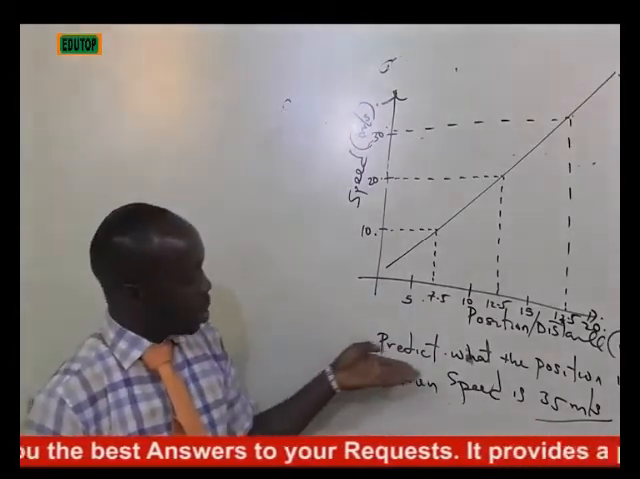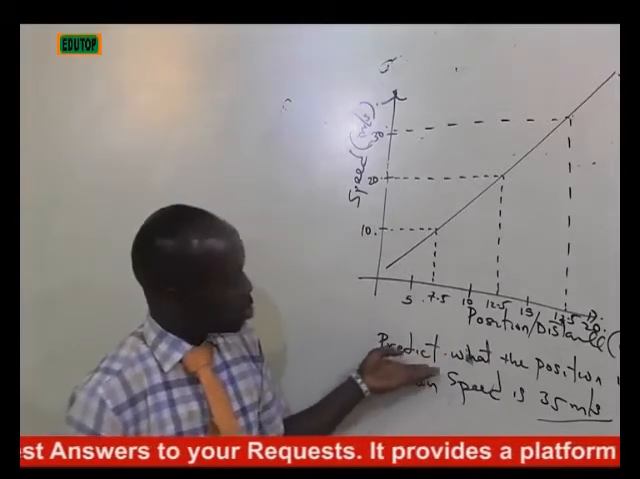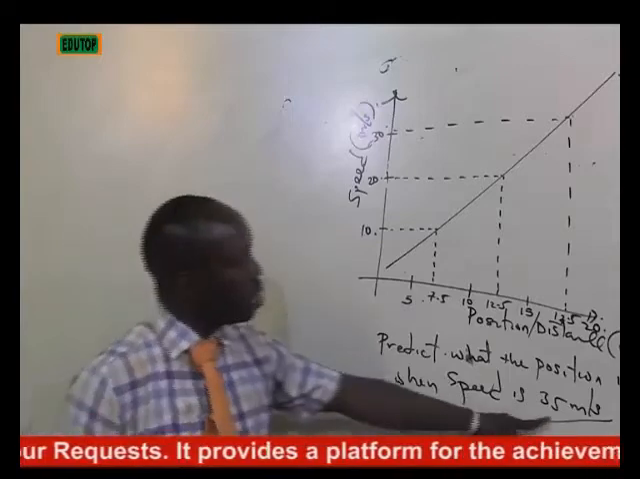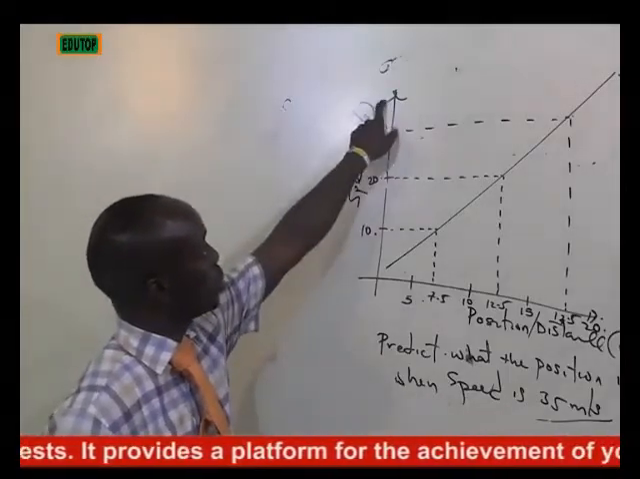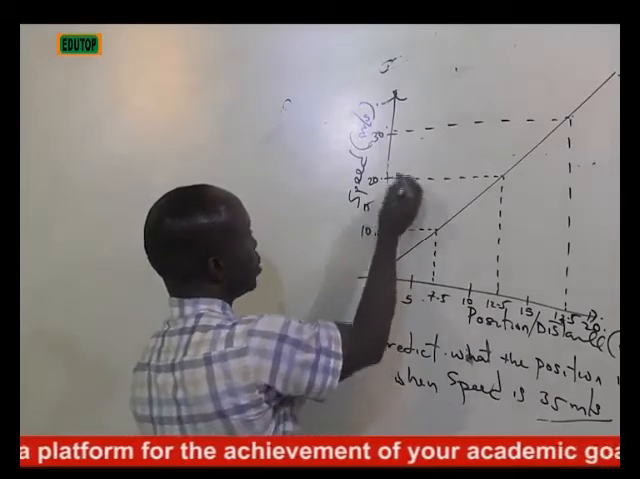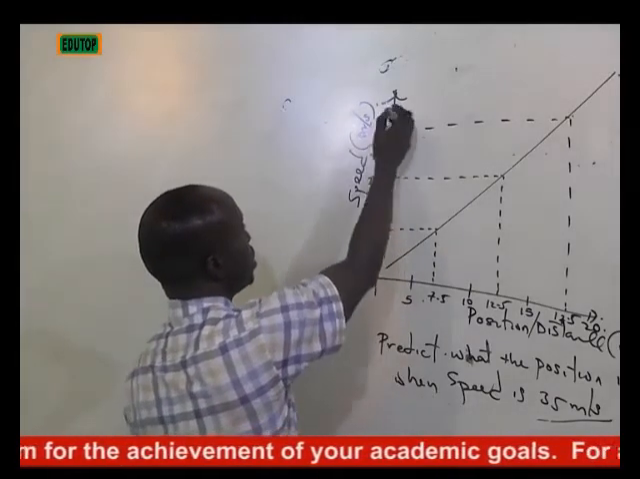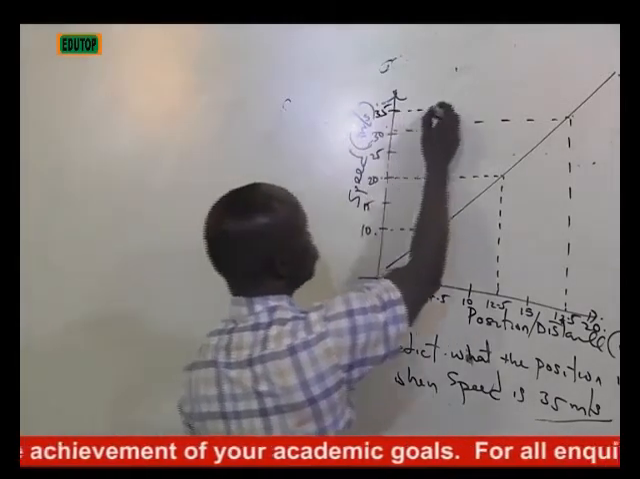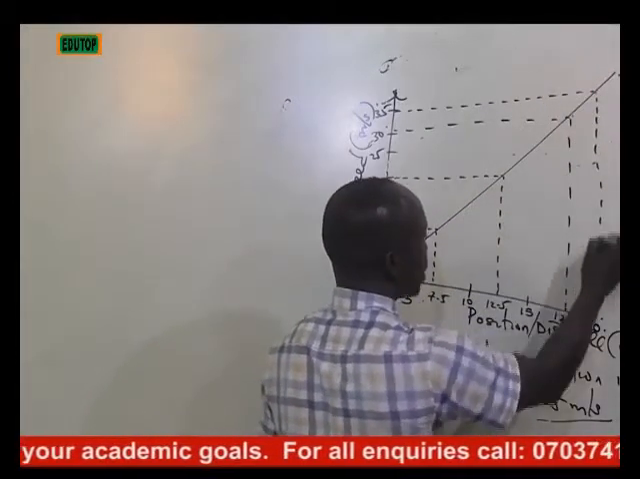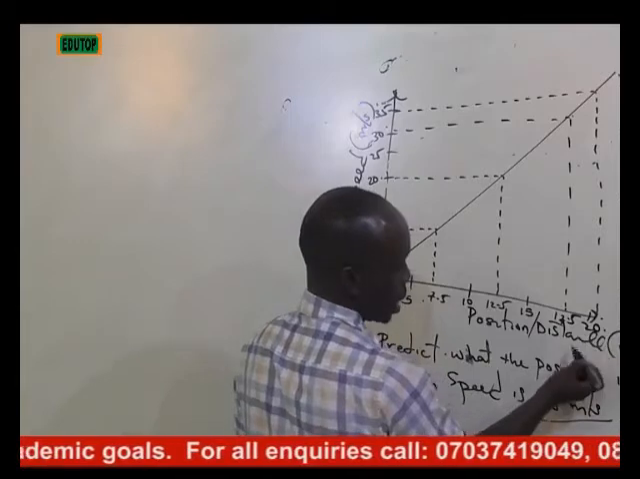How do I predict the position? I was being told to predict position when my speed is this. What am I expected to do? Come down to my 35 meters per second, which is after the 30 here. Check it. This is 15. This is 25. So if this is 30, this should be 35. So you are expected to draw this 35 down and then bring it down to whatever it was fixed. You understand?